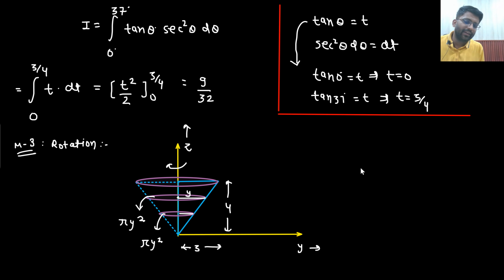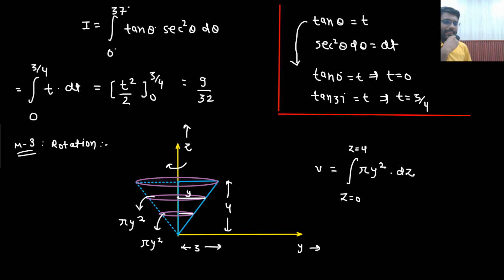And I just need to integrate the surface area of this disc for the dz length, with z going from 0 to 4. This will be my volume. There you go. Say yes or no. But you are putting the limit of z, and here there is y. That means you need to find some relation between y and z. Is that understandable to you?